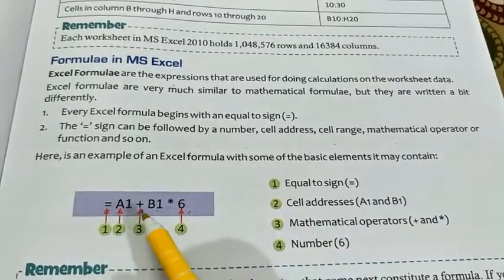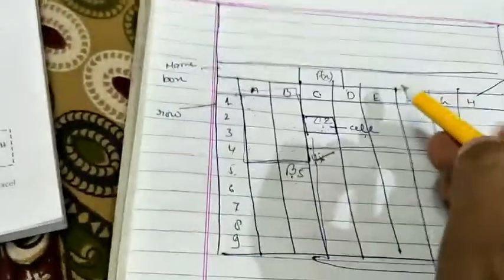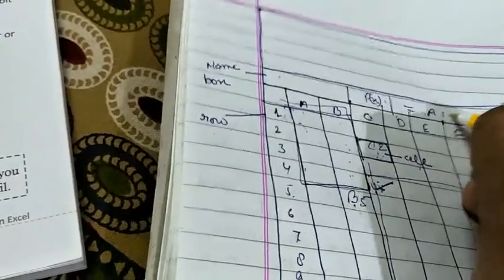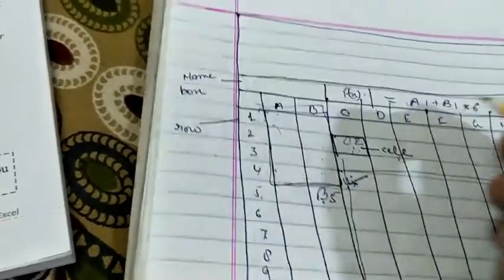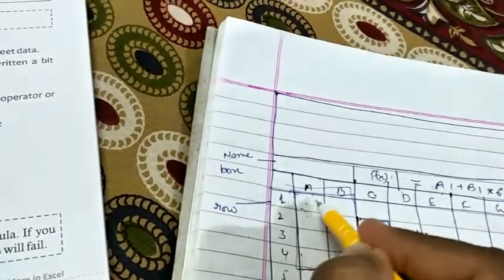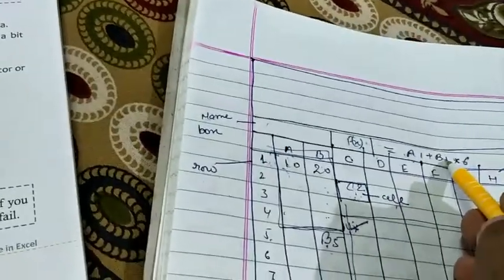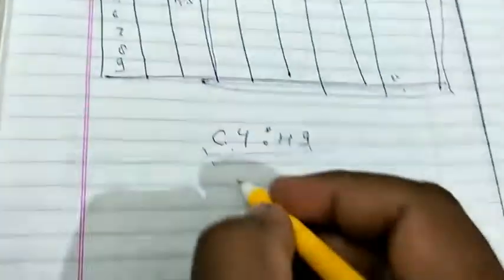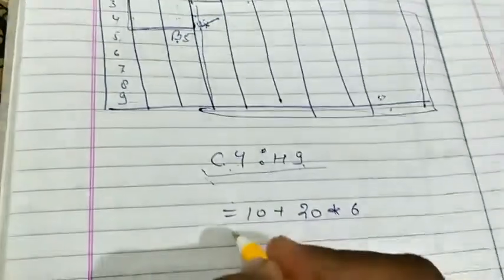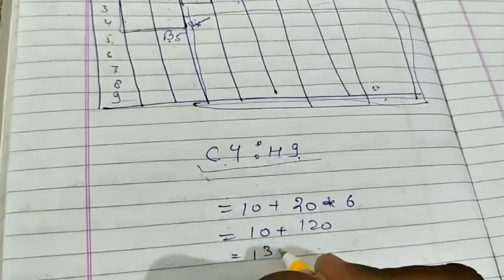If you write this formula in the FX bar, suppose you have written (A1 + B1) * 6. The value of A1, where is A1? That cell is called A1. Here A1 is 10, and what is the value of B1? B1 is 20. Then what is the result? A1 means 10 and B1 means 20, multiplied by 6. Then the result is 30 times 6, which is 180.